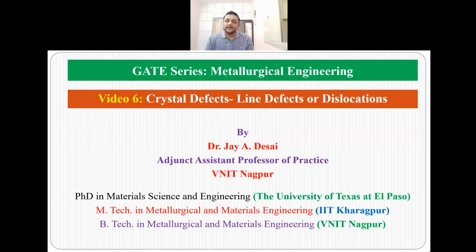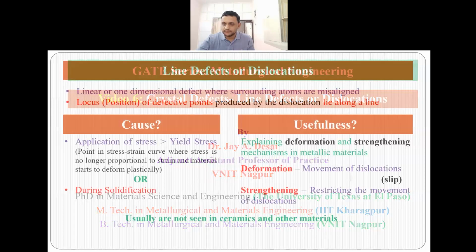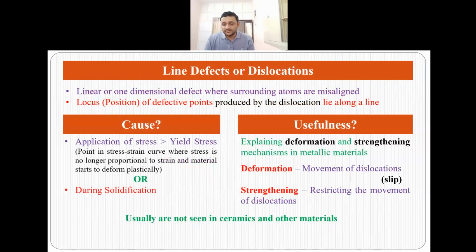In this video, I will be talking about line defects or dislocations. So, line defects or dislocations are linear or one-dimensional defects. And since they are defects, the atoms which are surrounding it are misaligned. But the defective points, the position or the locus, will be such that they will lie along the same line. And that is why they are called line defects.